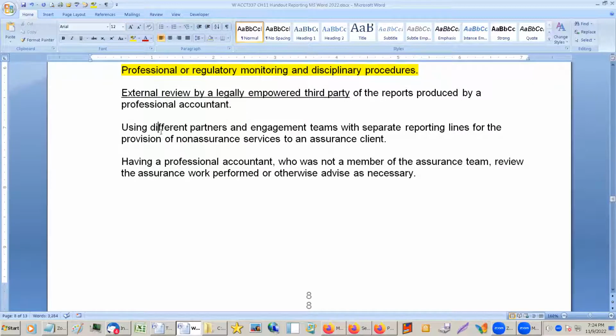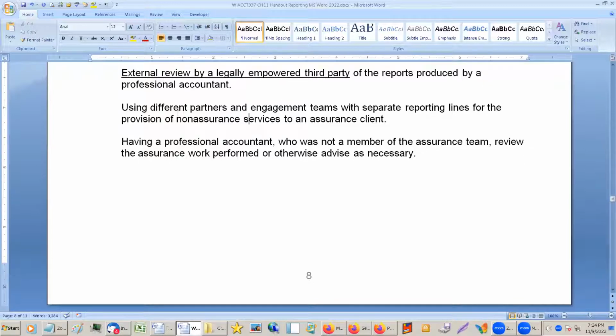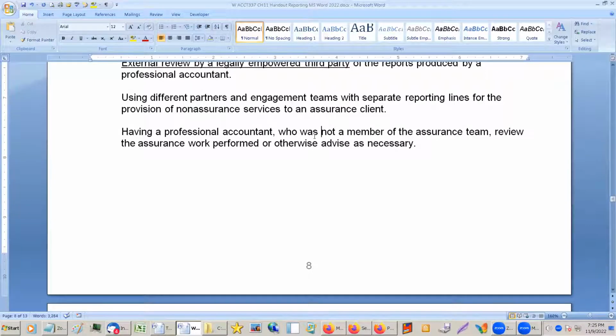All right, using different partners or engagement teams to separate out reporting lines. It is possible that they have other partners come in, people who are separate from the teams. And having an accountant who is not a member of the audit engagement team review the work.